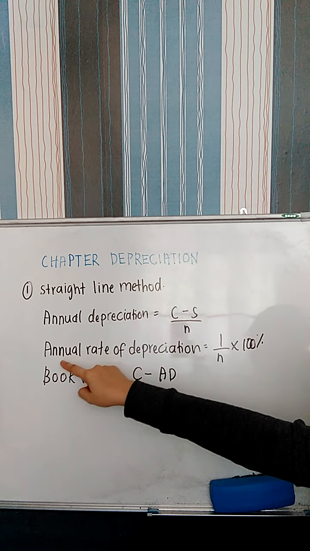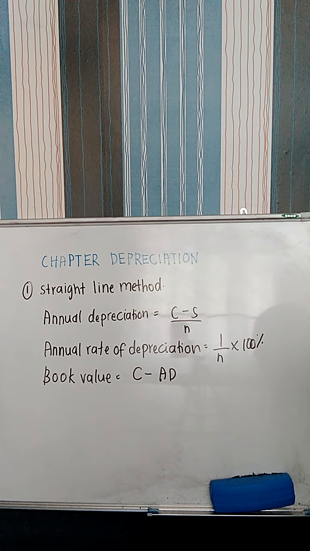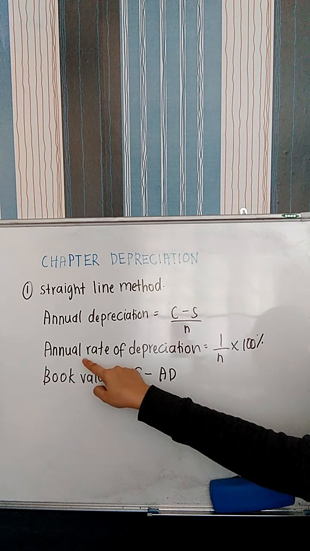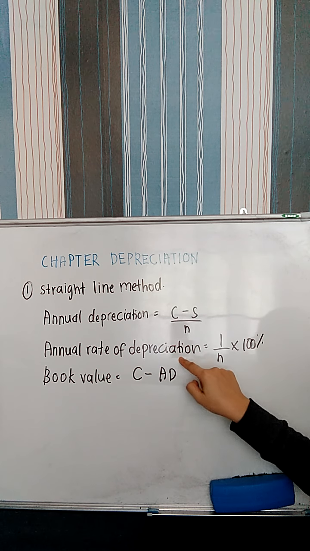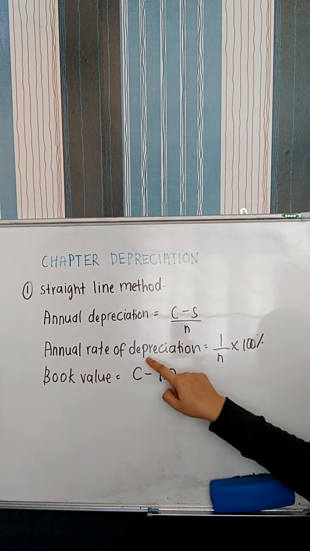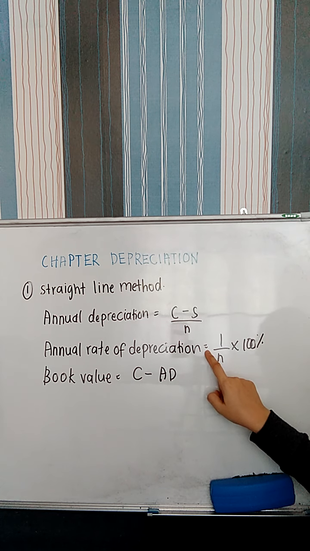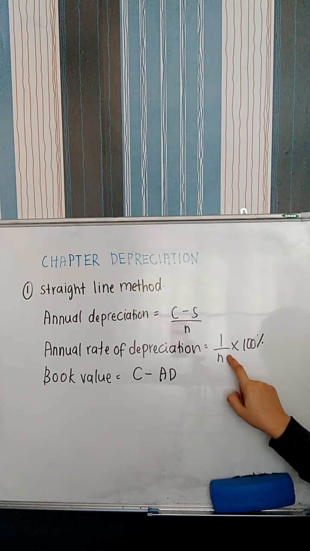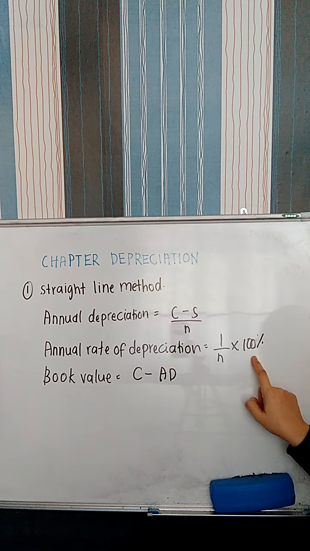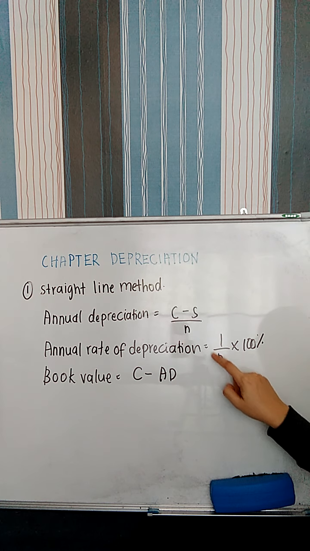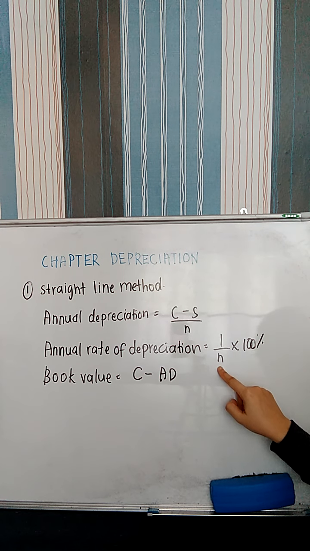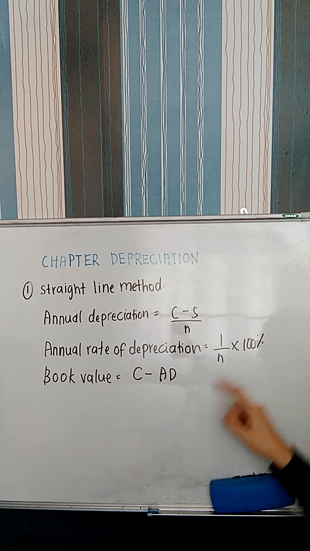Continue to formula number 2. Annual rate of depreciation. The formula is 1 over N times 100. Means 1 over useful life times 100%.